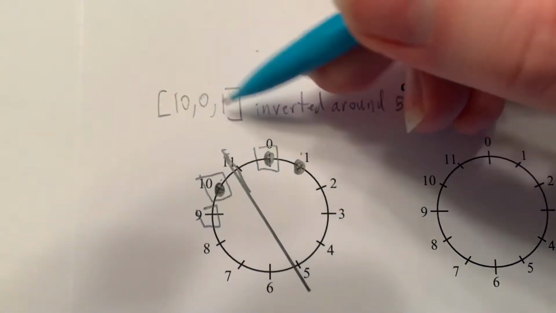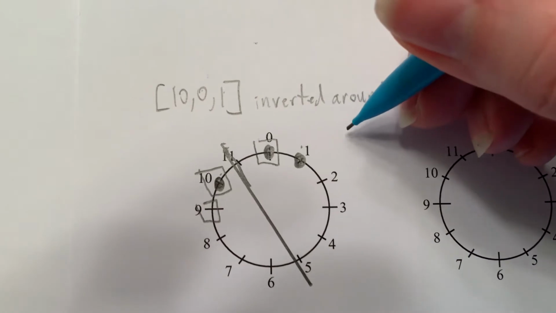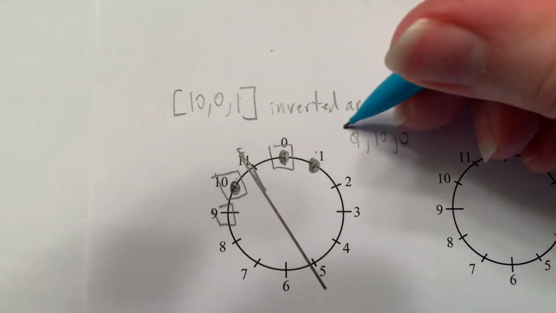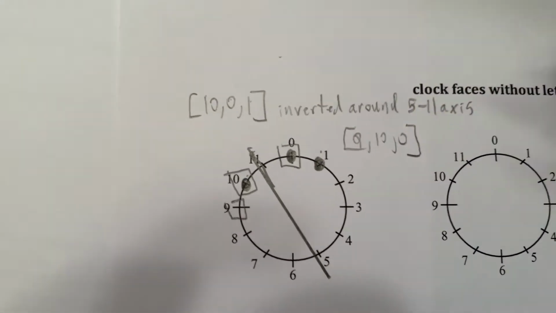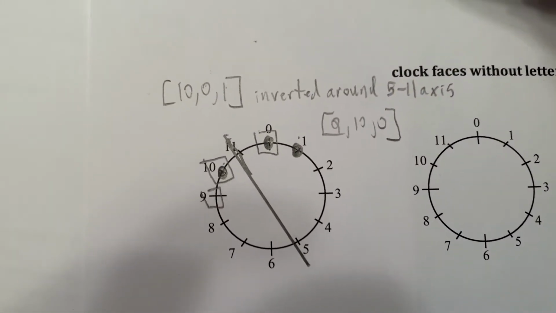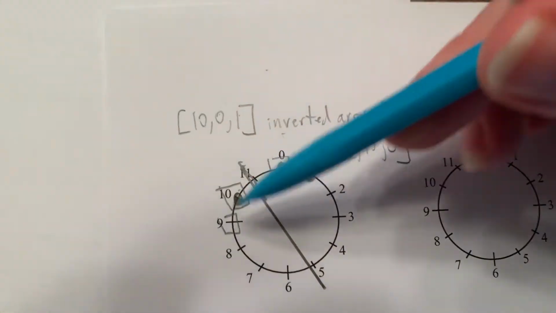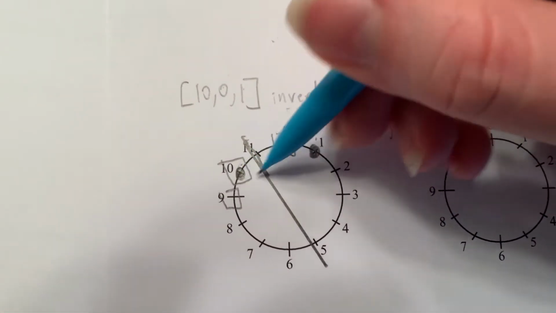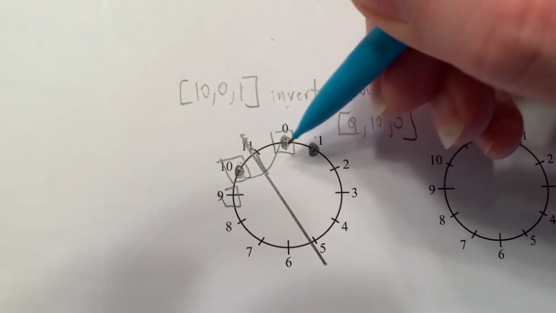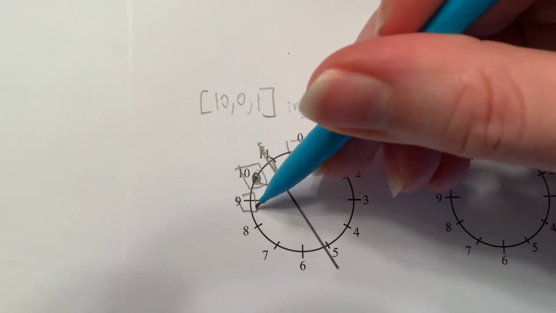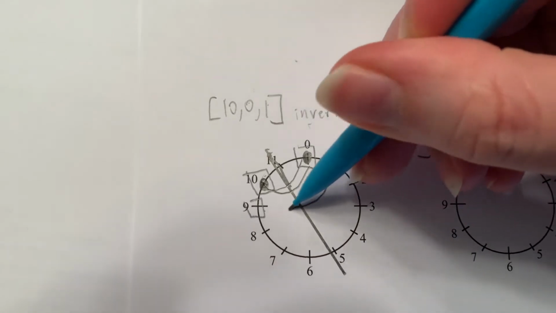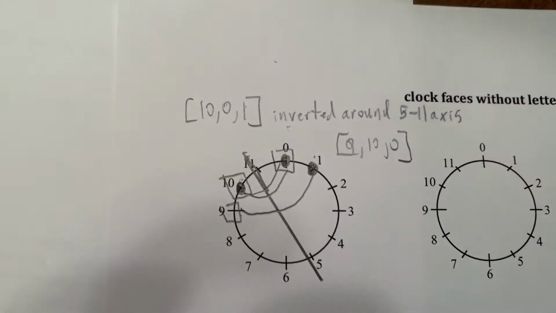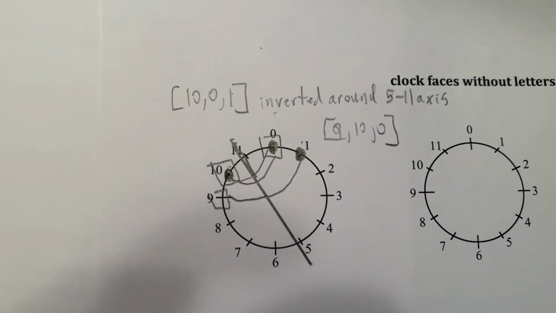Therefore, the inversion of this would be 9, 10, 0. Probably should have chosen a different axis of symmetry so we didn't have so many of the same notes. But again, the idea was to flip all of these to the other side of the axis the same distance. So this one went over here, and this note here went over here, right? But that's essentially what it means to invert a set.